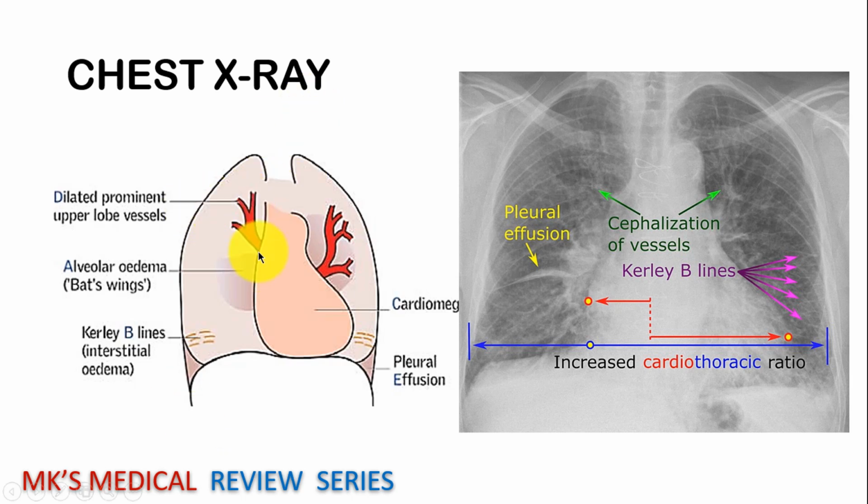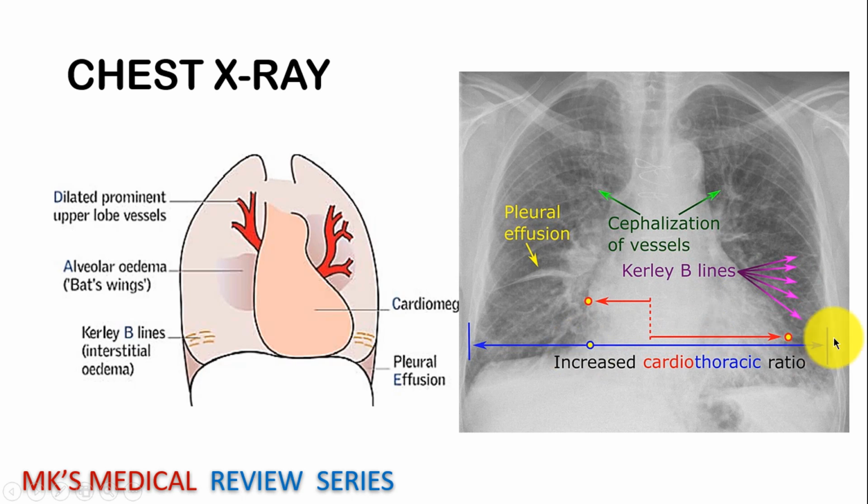So here's an image. So this is cephalization. The blood vessels going to the apices of the lungs are dilated, while the ones going to the bases are not so dilated. You see this cephalization that is happening here. Then you see these pleural effusions within the fissures. So this is the horizontal fissure. You can see that there's a pleural effusion there.